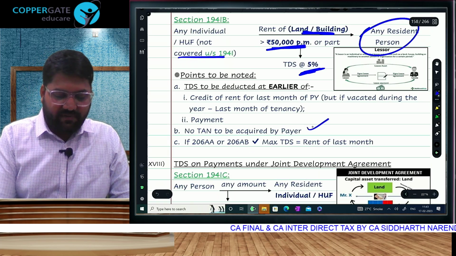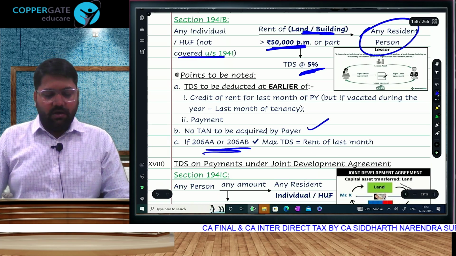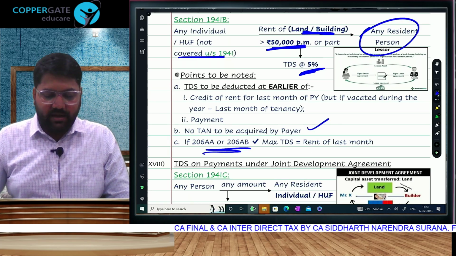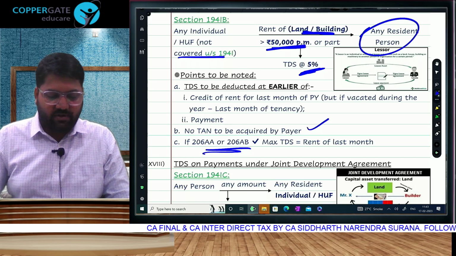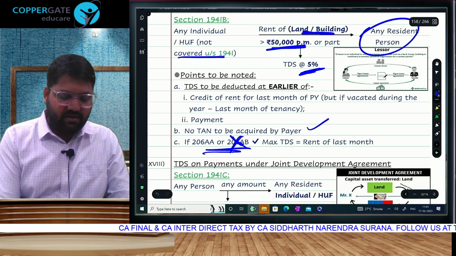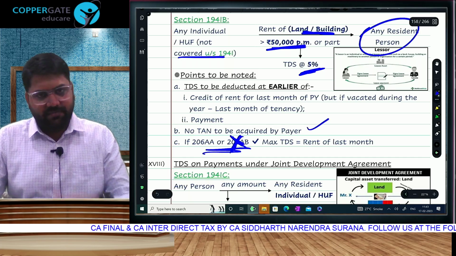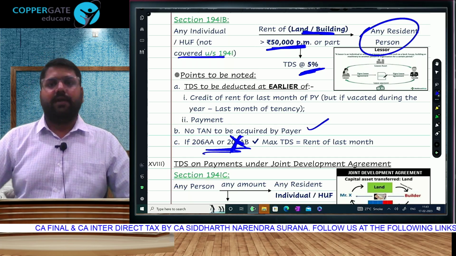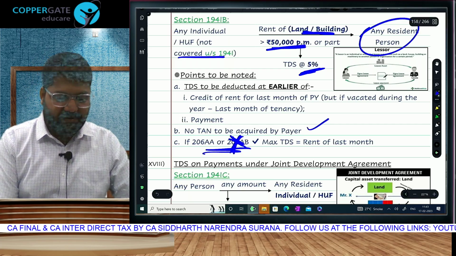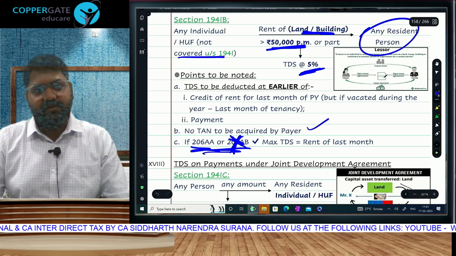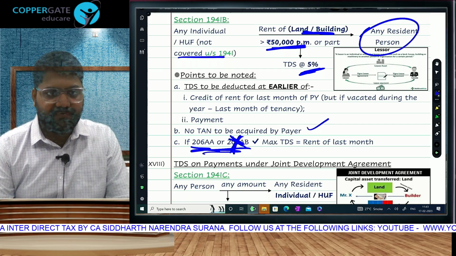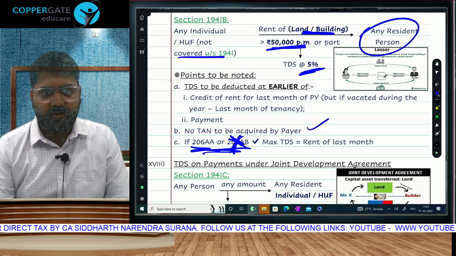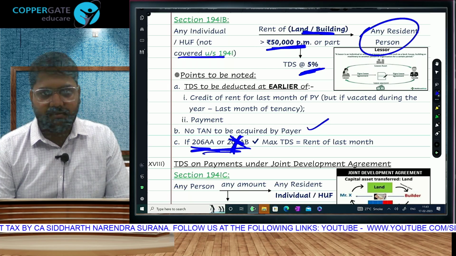No TAN to be acquired, and if 206AA or AB is applicable, then maximum TDS will be rent of last month, but 206AB will no longer be applicable because as per amendment 194 IA, IB and 194 M, this is an amendment. 206AB will not be applicable. 206AA maximum TDS will be rent of the last month.